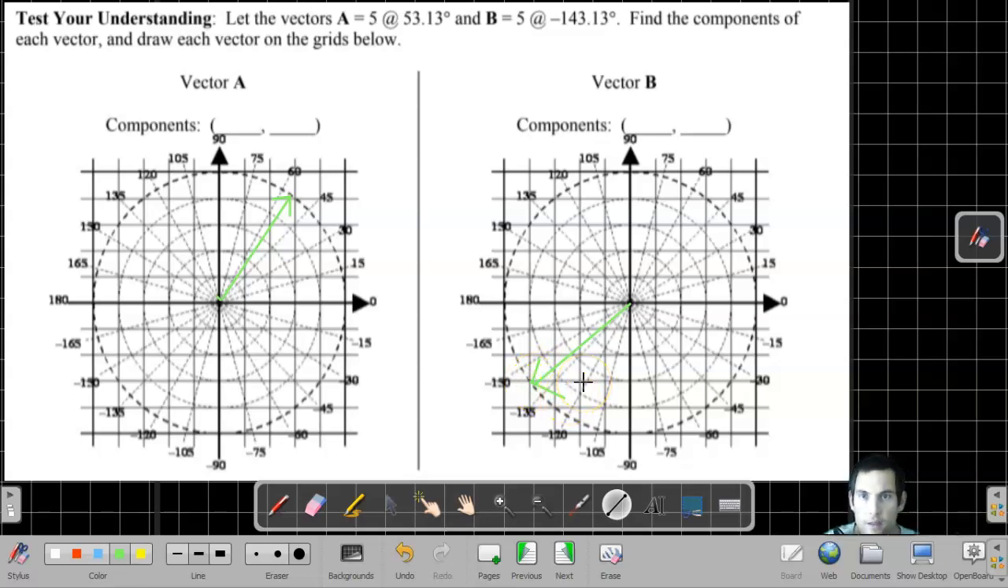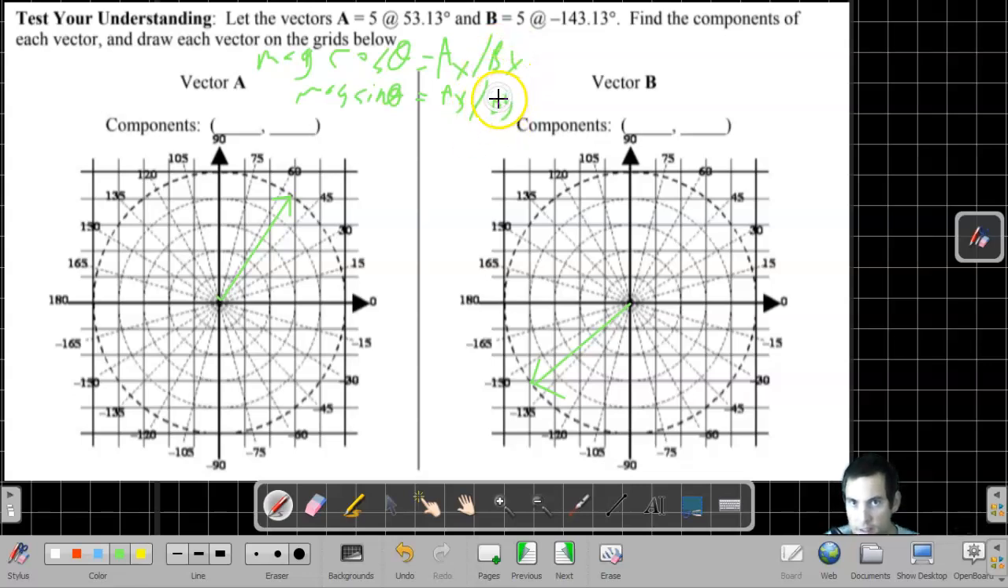Now to get our components, remember we have to do magnitude cosine theta for the x component. Magnitude cosine theta will give me the x component. Magnitude sine theta will give me my y component. For Ax, Ay, or Bx or By, it's going to be the same basic formula, just different numbers, obviously. Let me pause this and do my calculations, and I'll be right back with the answers.